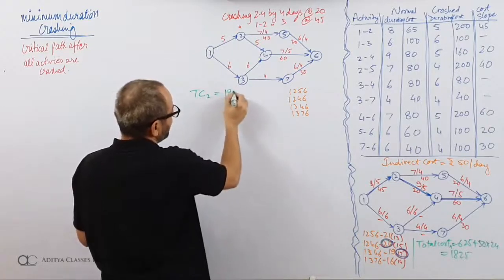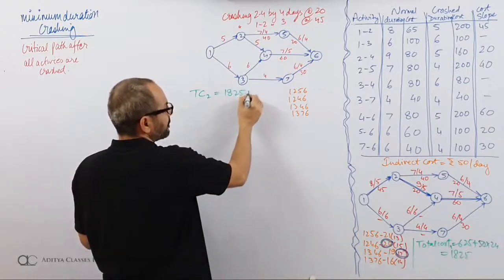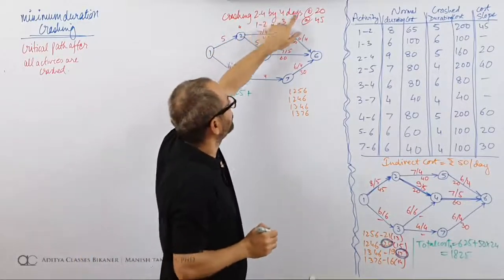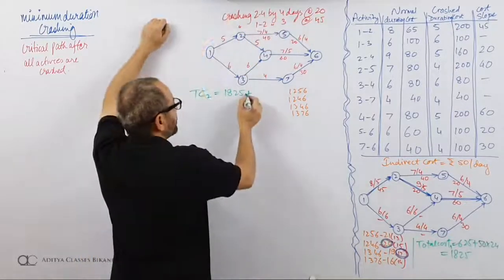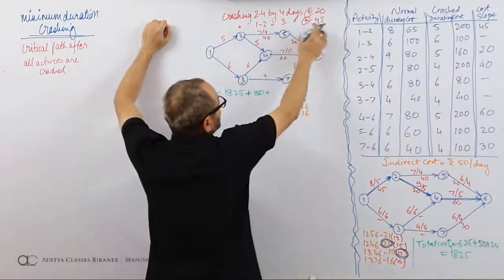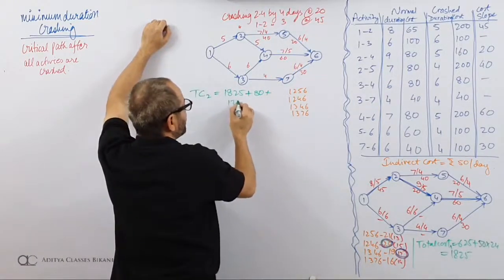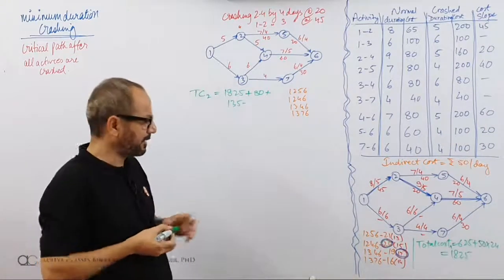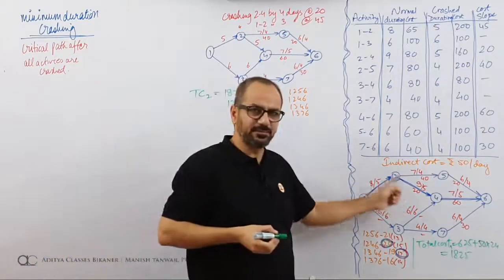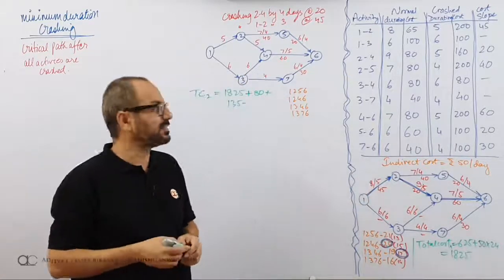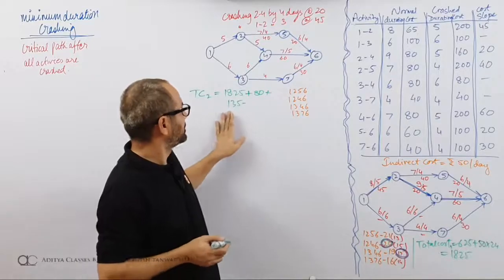I start with 1825. Fine. I am making some additional payments. What are the additional payments? 4 into 20, 80 rupees additional payment. 3 multiplied by 45, that is 135 rupees of additional payment. These are the additional payments that I made. I made an additional payment to this team 2-4. I made an additional payment to team 1-2. These additional payments have been made.